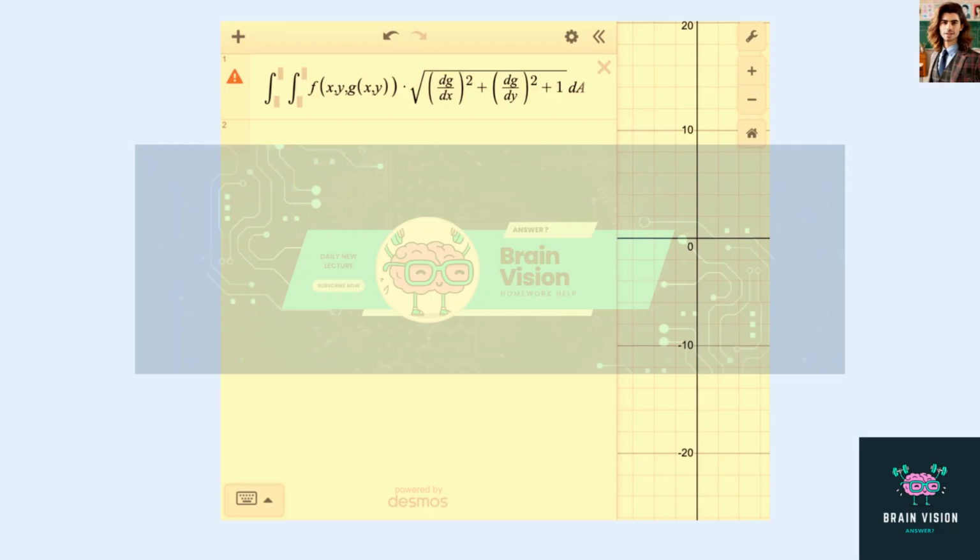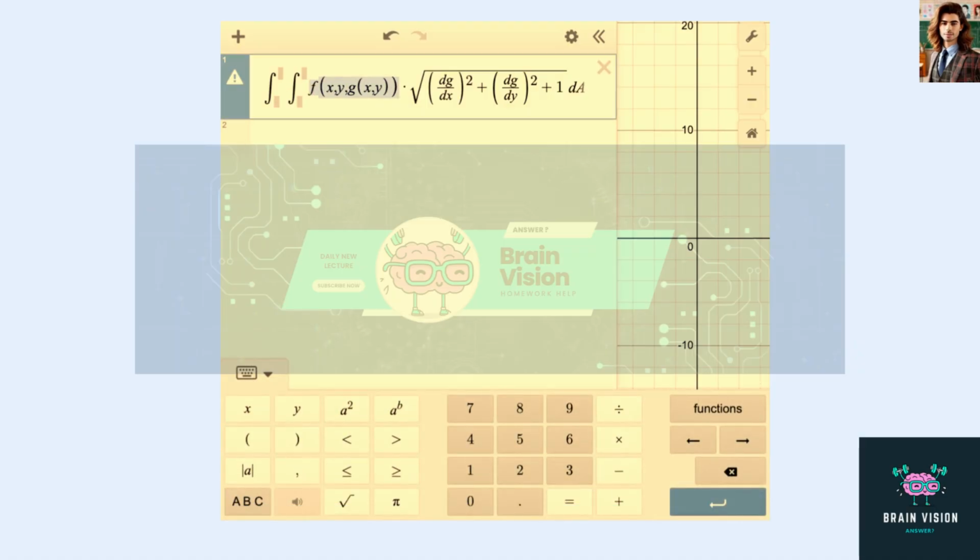So we're going to be evaluating this integral here. And the first thing we want to do is acknowledge what the f of x, y, g of x, y is. And it's clear to us that that's going to be z squared. So right here we'll put z squared.